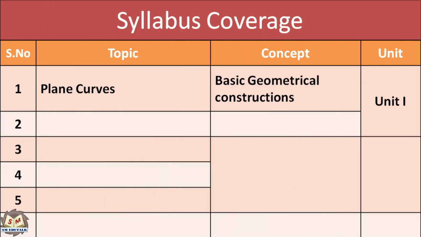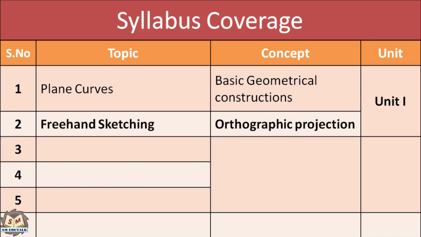Let us see what topics are covered by the syllabus. The first half of Unit 1 covers the plane curves. In this topic, you are going to learn how to draw basic geometries such as ellipse, parabola, etc. The second half of Unit 1 covers freehand sketching. Here, you will learn how to represent machine elements and other structures in orthographic projection without using any drawing instruments. That is, drawing 2D views using freehand.